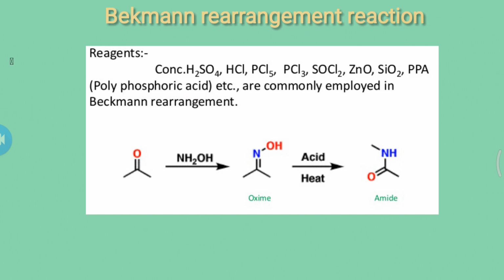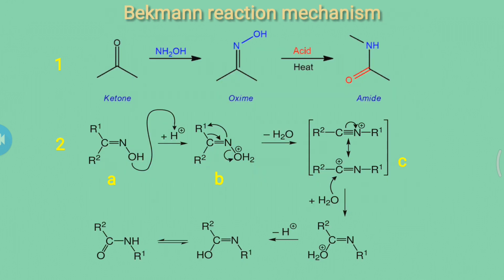In the last lecture we discussed different types of reactions where an amide converts to an amine, the Lossen and Hofmann reactions. In those reactions isocyanates form as intermediates and then decompose to form an amine. But in the Beckmann rearrangement reaction, a ketone converts to an oxime: hydroxylamine reacts with the ketone to form an oxime, and the oxime converts to an amide.